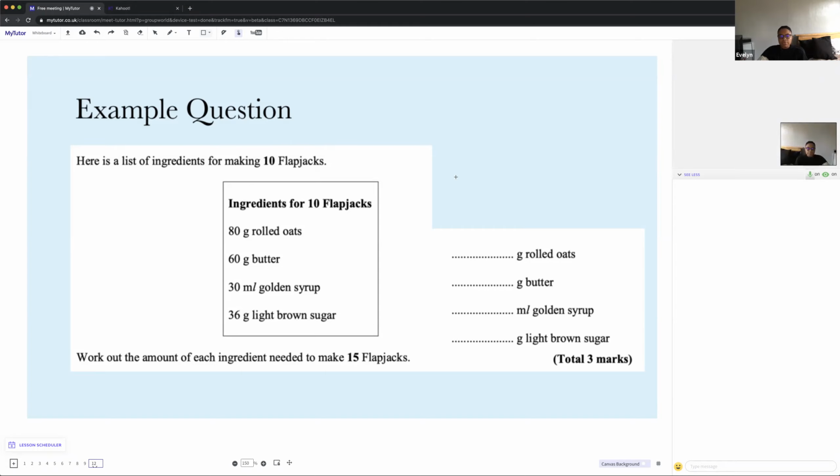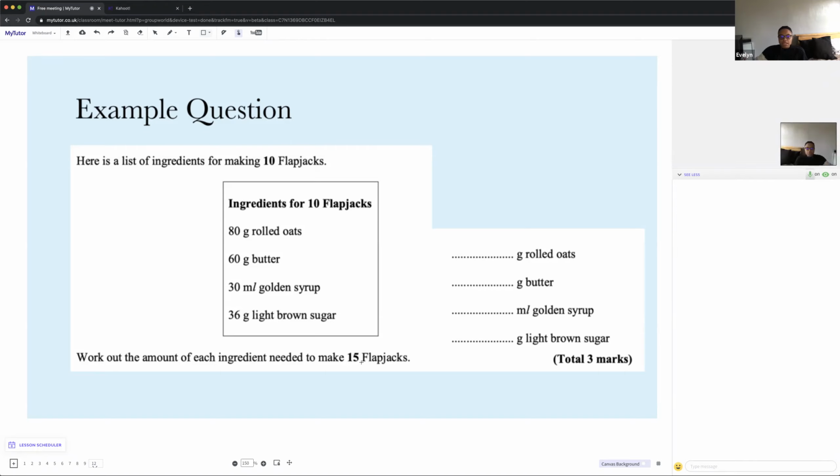So what you can do is, first of all, each of these are proportional. So if I need 80 grams of rolled oats to make 10 flapjacks, I could divide both of these by 10 and say, okay, I need 8 grams to make 1 flapjack. That's what we mean by proportional. It means that if I divide by the same number, or if I multiply by the same number, I'll get a proportional amount.